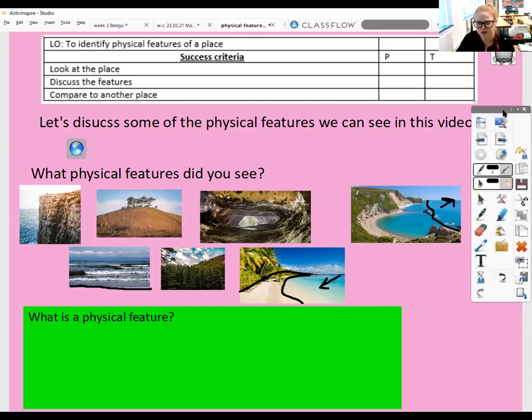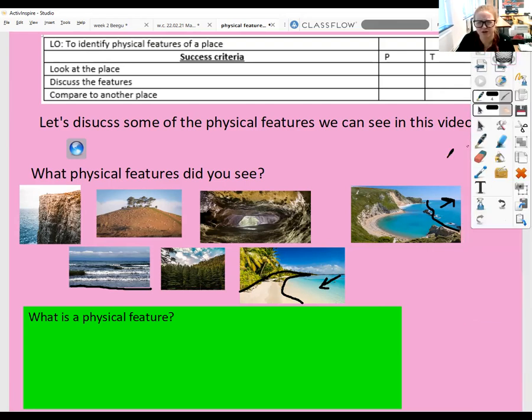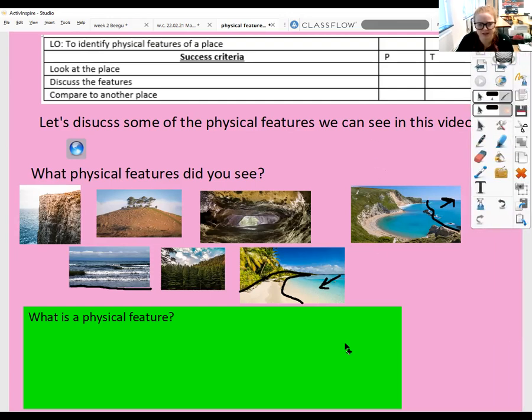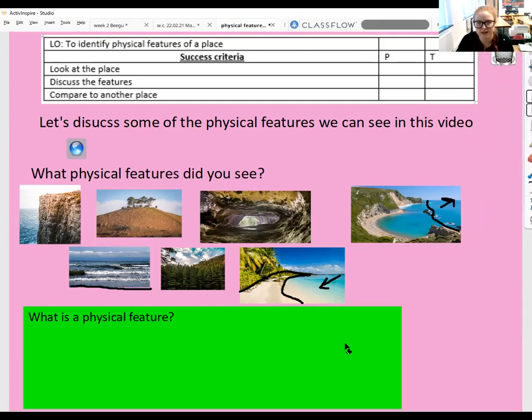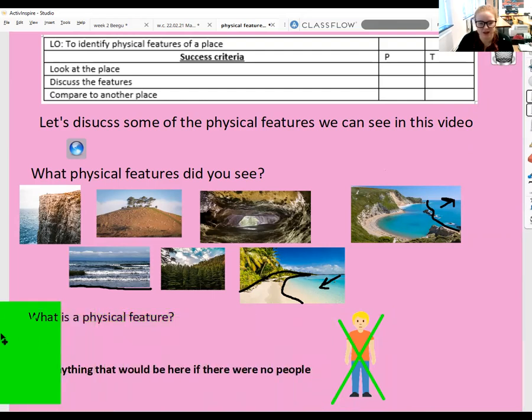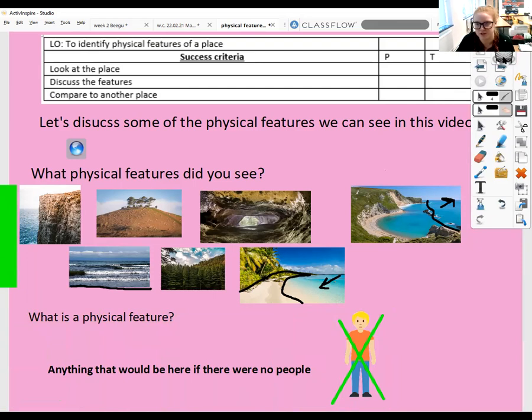Fantastic. Okay. So I've mentioned the words physical features a couple of times. Who can tell me what physical features means? It means that if there were no people, they would still exist. So even without people, these things would still exist. Nobody built a cliff, nobody got a hammer and chisel and built a cliff, nobody got a spade and dug lots of sand onto the beach. These are things that just naturally exist without humans or people getting involved.